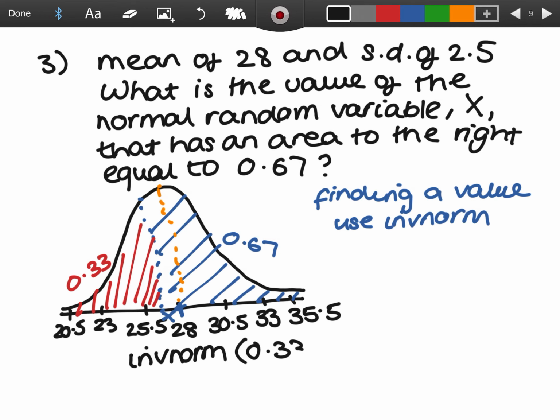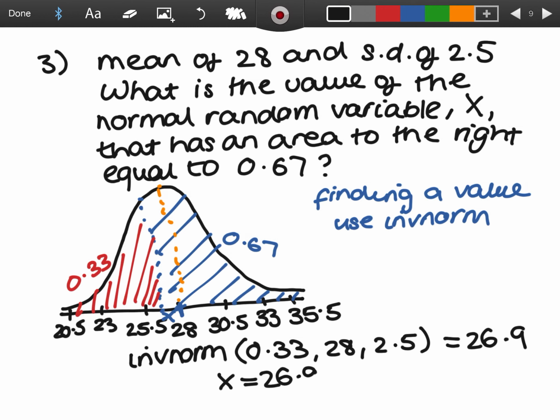So what this is going to give me when I plug in my area of 0.33, the area to the left of the value, then my mean of 28 and my standard deviation of 2.5, I get my x value, which is 26.9. So x, my random variable, is roughly 26.9. That makes sense with this problem. I knew it had to be to the left of my mean of 28, and it looks roughly right from my diagram. 26.9 seems about right.